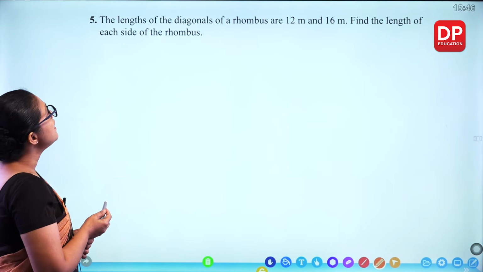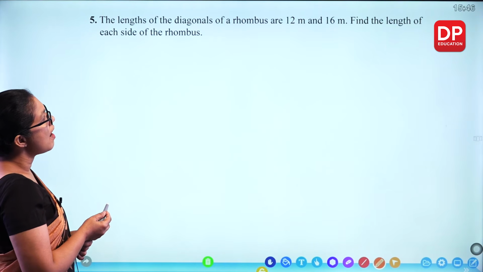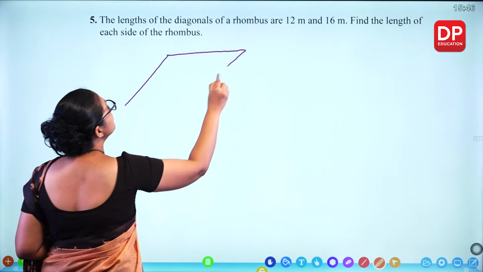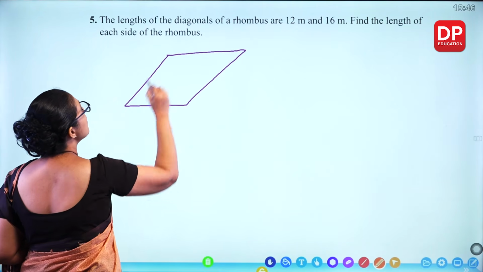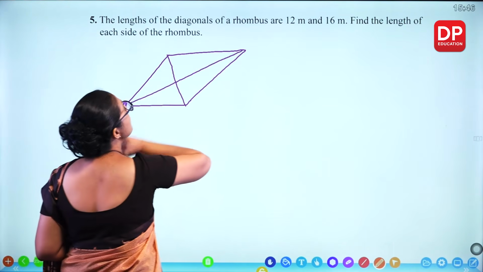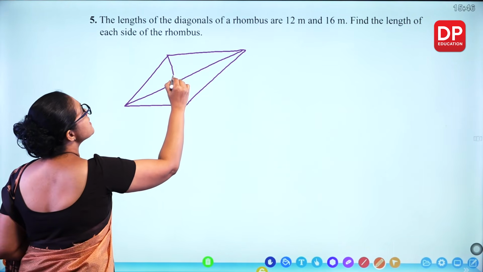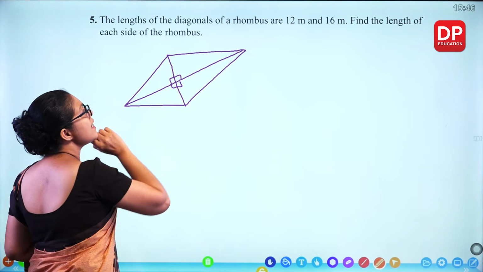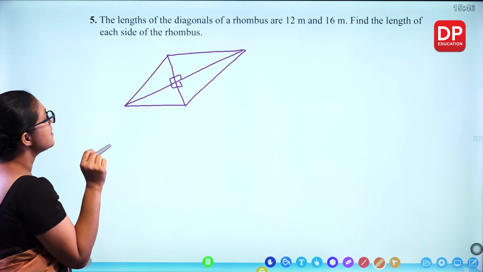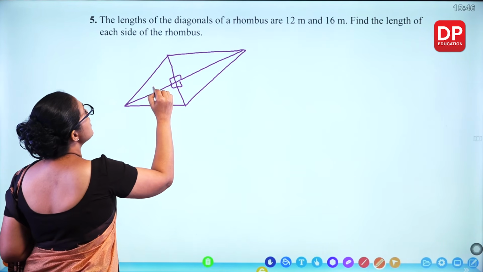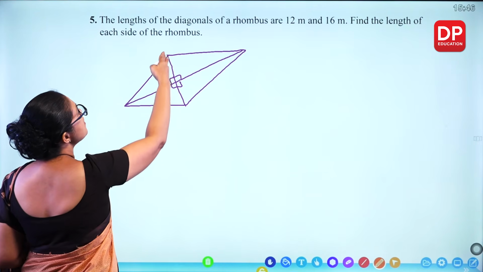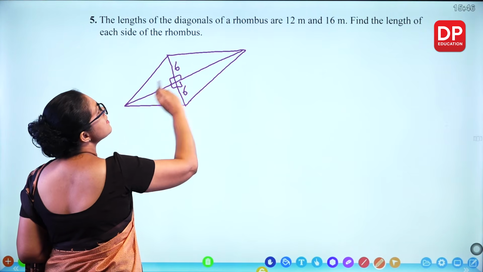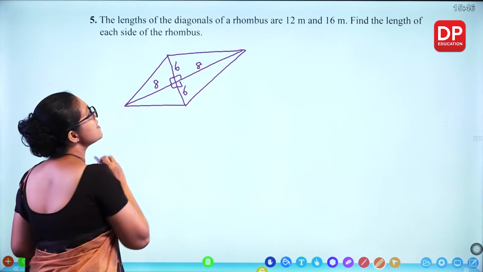Question number 5. The lengths of the diagonals of a rhombus are 12 and 16. Rhombus means all sides are equal. The diagonals bisect each other at 90 degree as well. Diagonals bisect at 90 degree. So here I can write one is 12 and the other one is 16. So 12 means 6 and 6 here. 16 means 8 and 8.